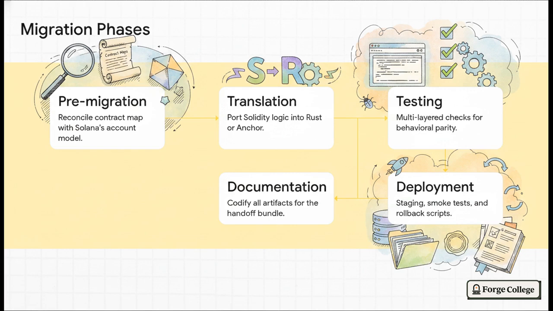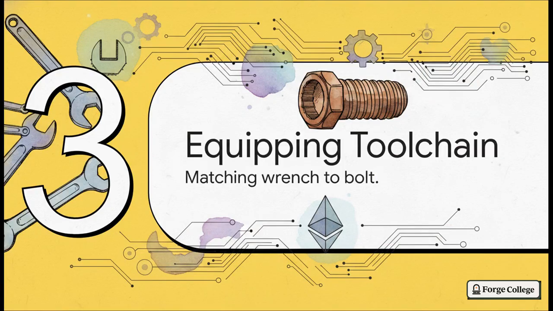Phase 4, deployment and rollout. So staging, smoke tests, and rollback scripts. And finally, Phase 5, documentation and handoff. You have to move from parsing ABIs all the way to a secure staging rollout, one exact step at a time. Section 3. Equipping your toolchain, matching the right wrench to the bolt.